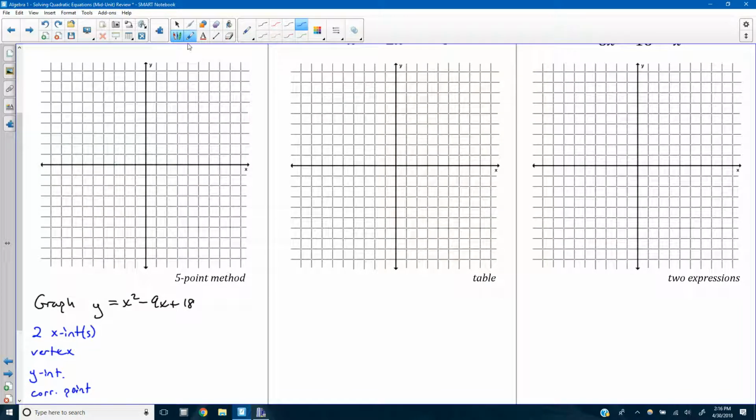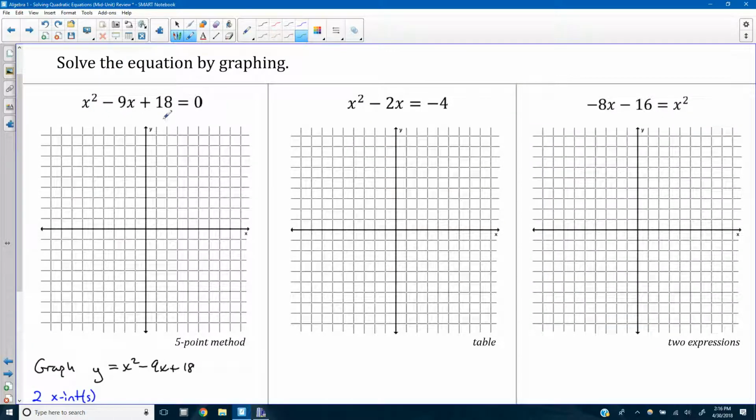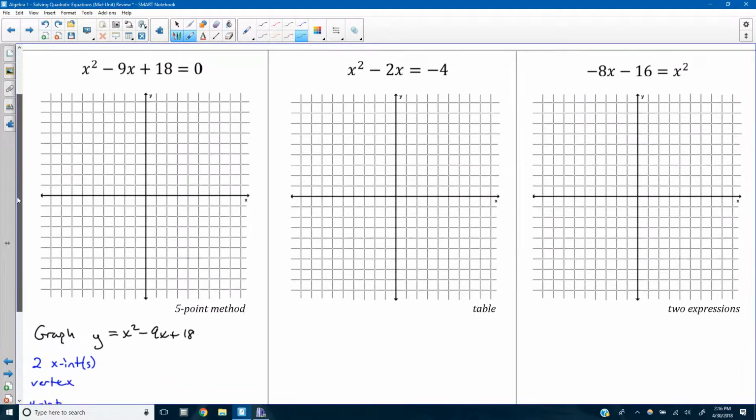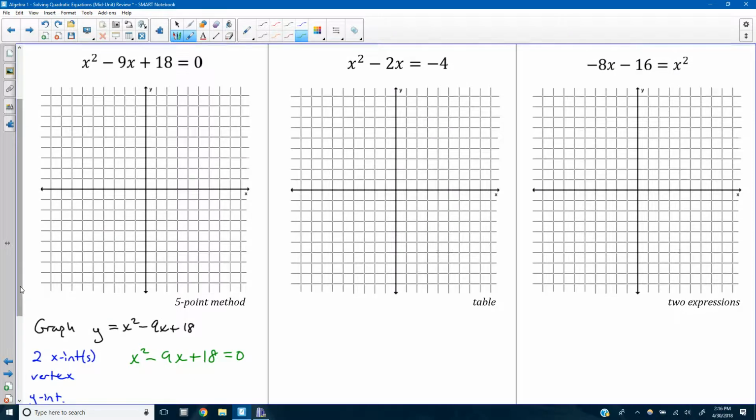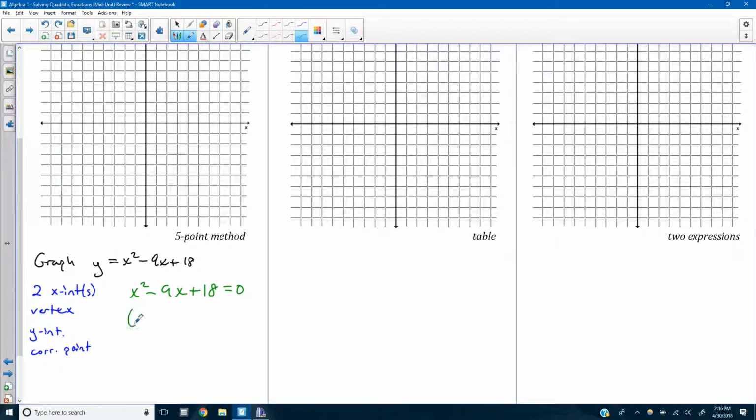So first things I'm going to find are my 2 x-intercepts, and that kind of goes back to my original problem here. I want to set y equal to 0, and I want to solve for x. And as long as this is factorable, this can be done pretty well. I need to find out which 2 numbers multiply to 18 and add to negative 9. Well, that's going to be a negative 6 and a negative 3. Whoops. It's x minus 3.